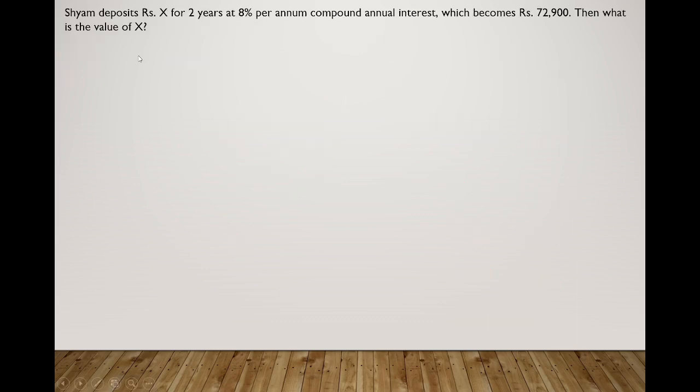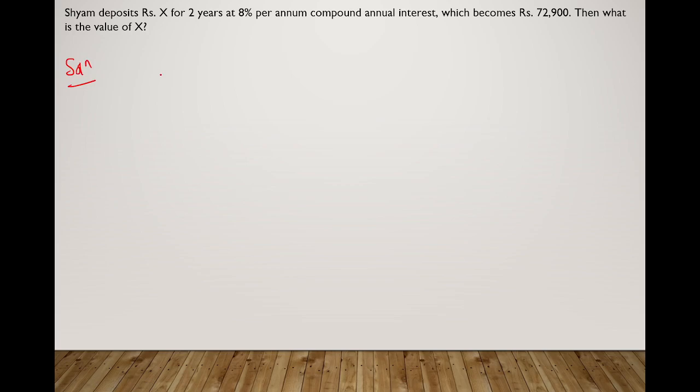Let's go to the next. Syam deposits X for 2 years at 8% per annum compounded annually, which becomes 72900. Then what is the value of X? Here he is asking what is the principal, because after 2 years the amount becomes 72900.